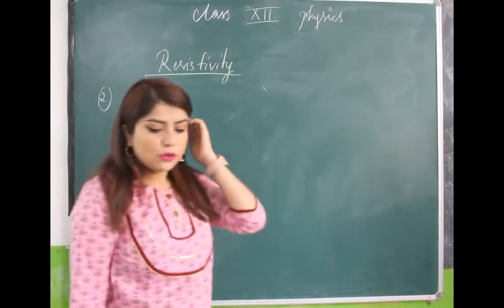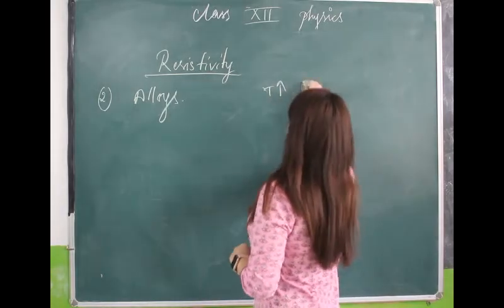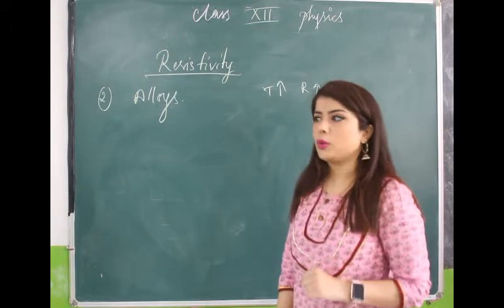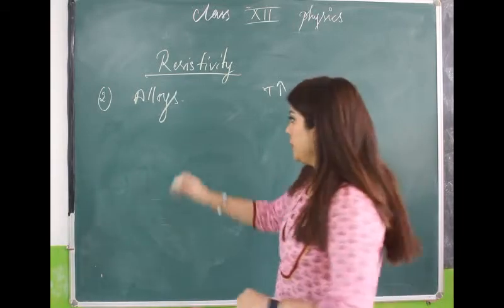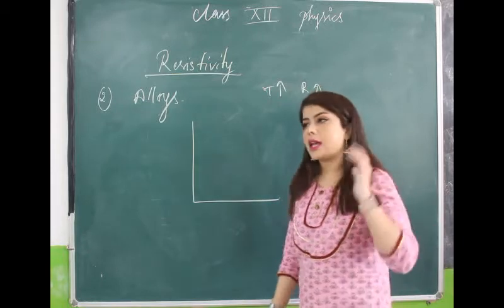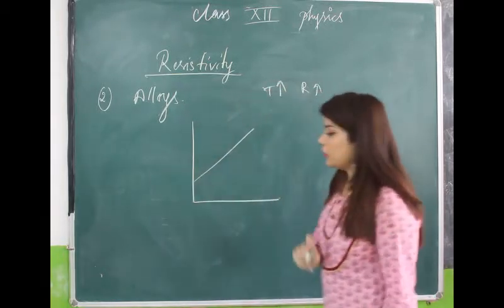So in the case of alloys, it happens the same. With the rise in temperature, resistance will also increase. Simple, what happens in metals, the same thing will happen in alloys, but the graph will be a bit different. It is not the same. It won't increase that much, but it should increase in a different manner. Okay? The graph will look like this.